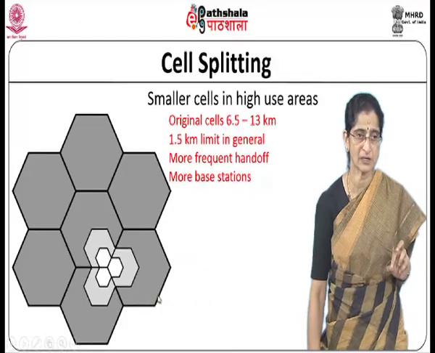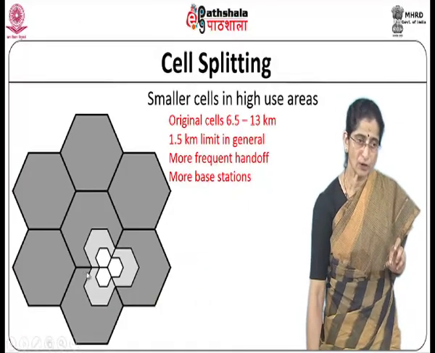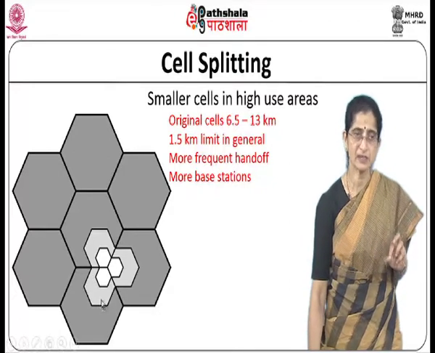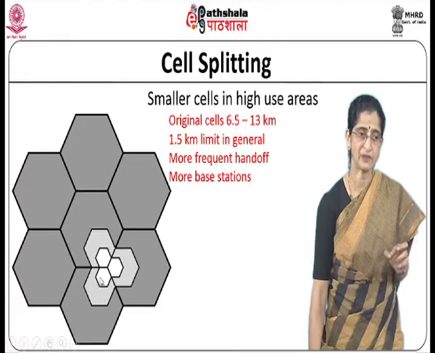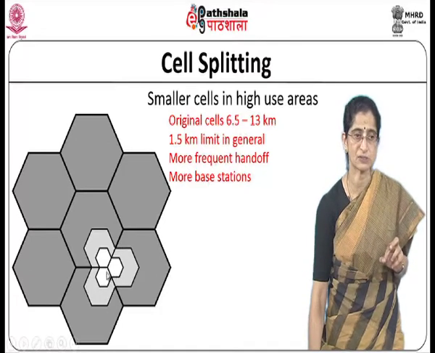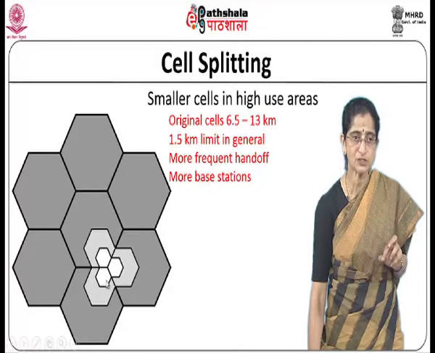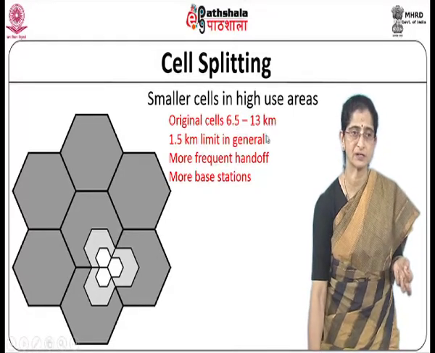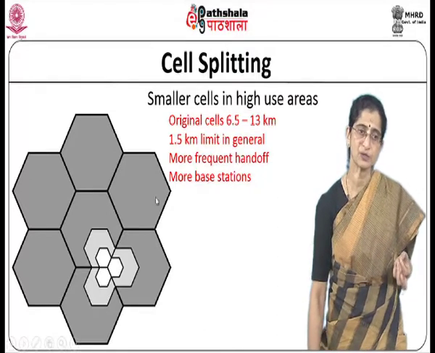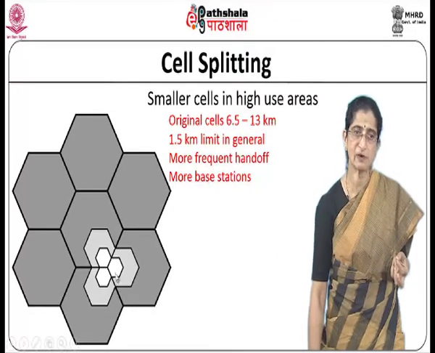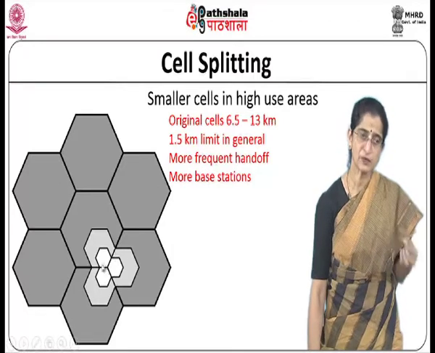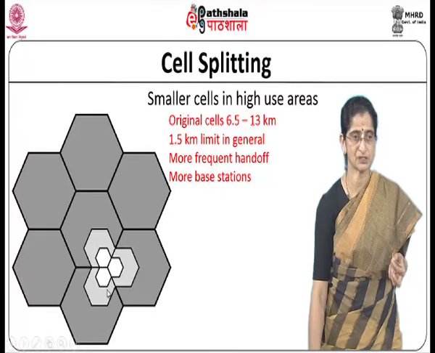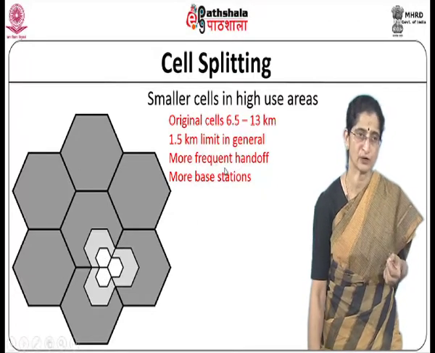For instance, you could have something like this. Your normal cell size is this, but in areas where you find that there is higher traffic, you can divide it up into much smaller cells. So, you have the same region now divided into much smaller cells. The original cell is about 6.5 to 13 kilometers, and the smaller cells can be at a 1.5 kilometer limit. Of course, you will have more base stations now, because each of these little cells needs a base station, and you would also have more frequent handoff.